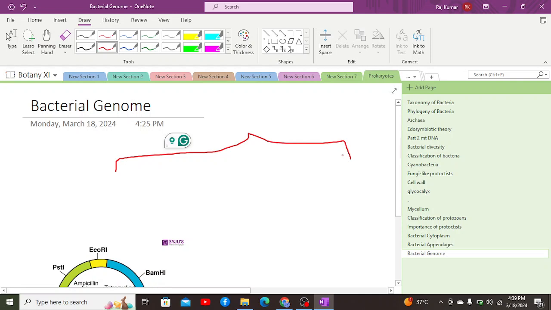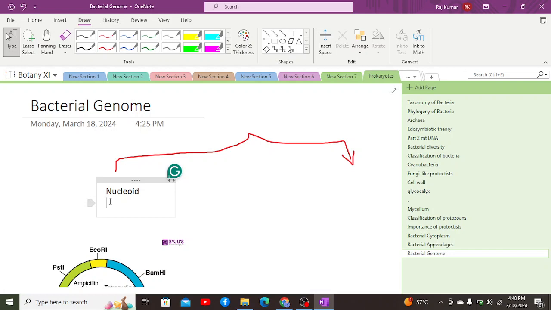Number one is the main bacterial genome, or what we call the chromosomal genome, which is known as the nucleoid. This genome is found in a region of the cytoplasm known as the nucleoid region. Since bacteria do not have any membrane-bound organelle, no nucleus and no nuclear membrane is present, so their nuclear material is found inside the cytoplasm, and that region is known as the nucleoid region. It is a bit denser as compared to the rest of the cytoplasm.